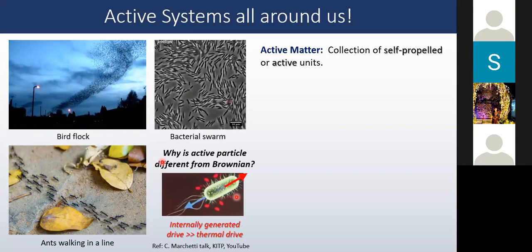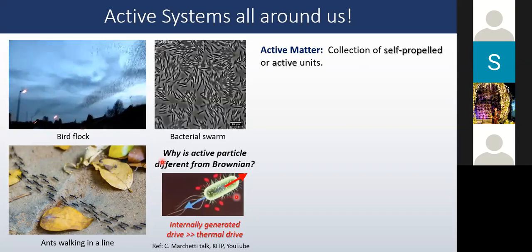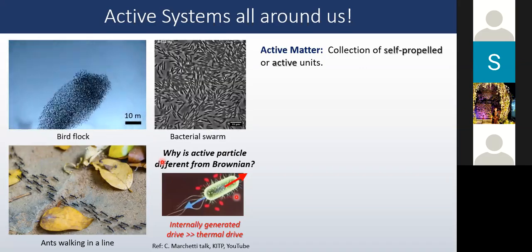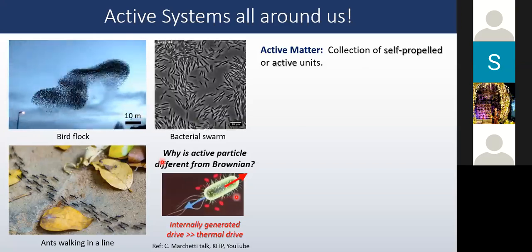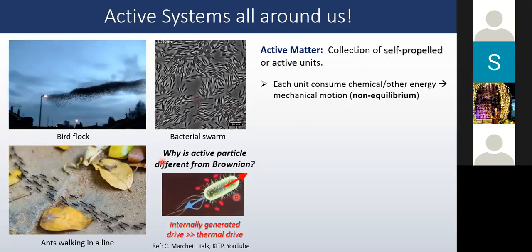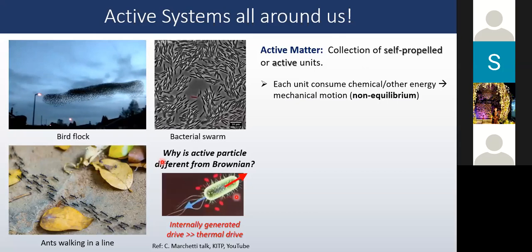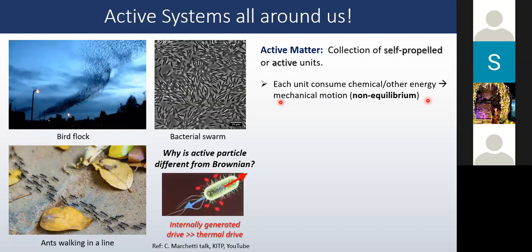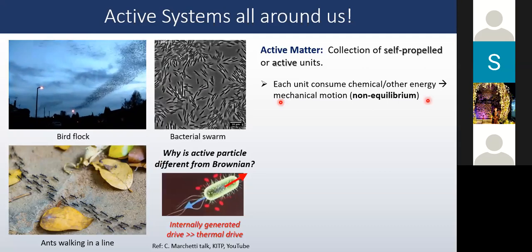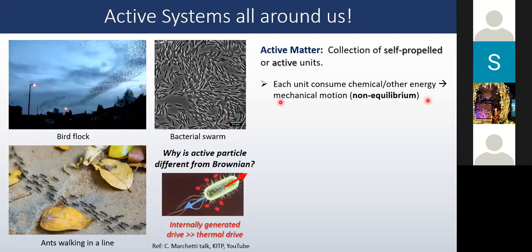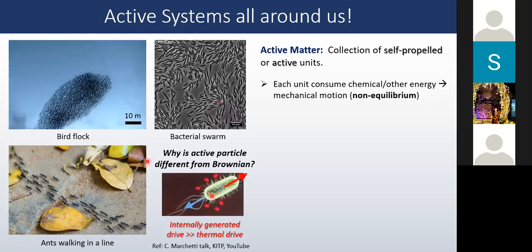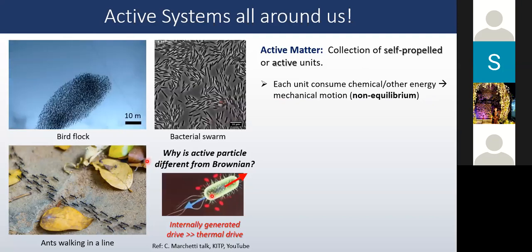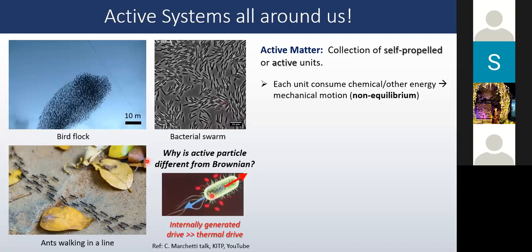And physicists have come up with particular definitions to say what these active units should follow and how they are different. For example, each of these units, as I said, the bacterium, consumes food. It is some form of chemical energy, right? Whenever you eat or drink something, it's some form of chemical energy. And they convert it into mechanical motion. So if each unit is doing it, it's a non-equilibrium process, as is well understood.